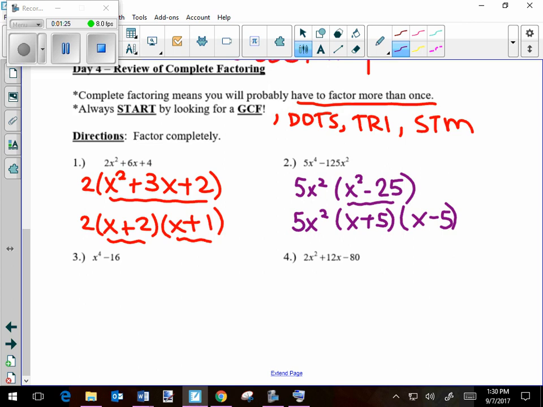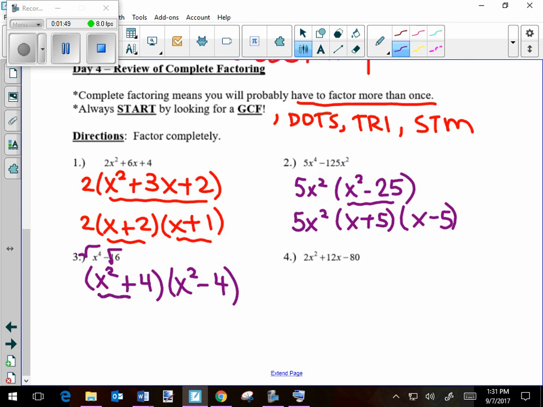Question 3 does not have a GCF. So I skip that step and go right on into DOTS, and when I look at this one for DOTS, I can see that it's x squared plus 4 and x squared minus 4. It's totally okay to do that because I can square root x to the 4th and I can square root the 16, one positive, one negative.